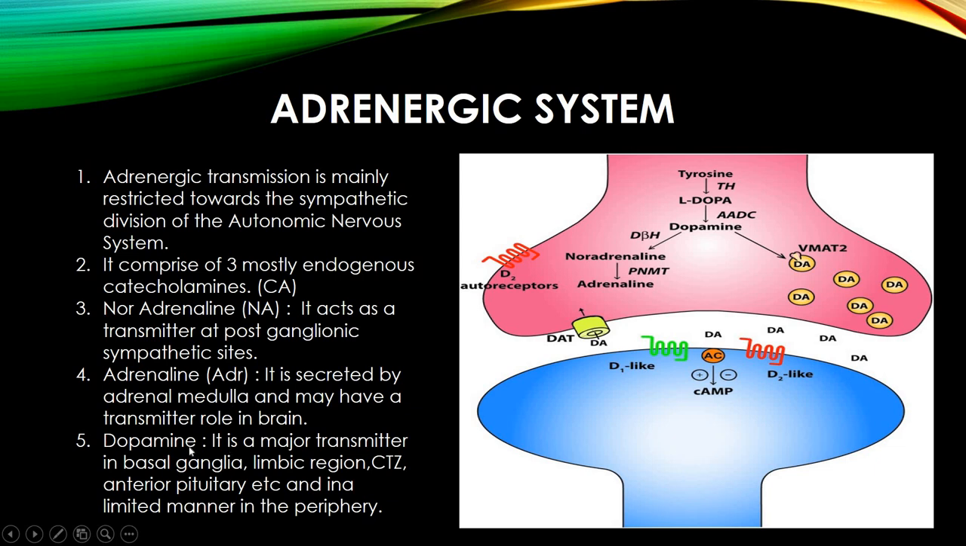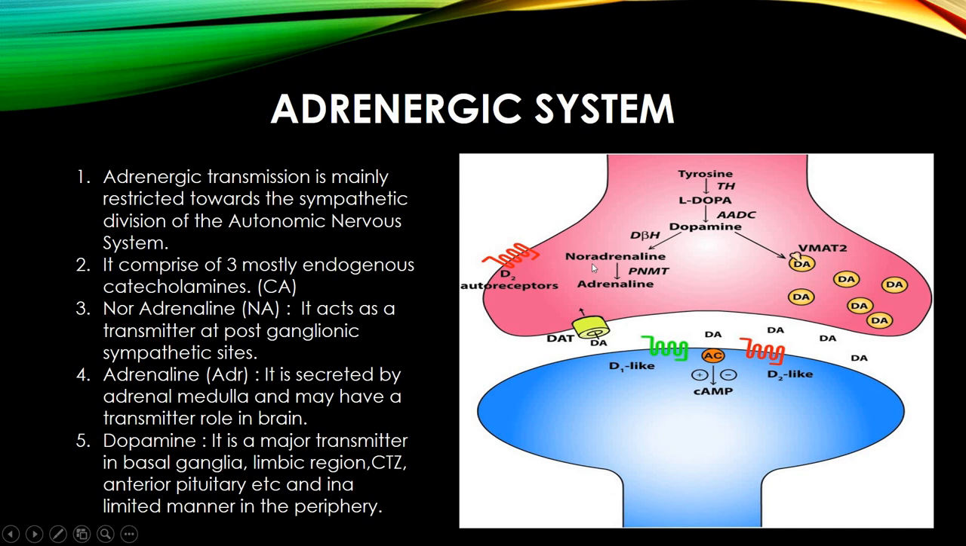And the last catecholamine is dopamine. This is very common to all of you. It is also a major neurotransmitter which is present in the basal ganglia, limbic region, chemoreceptor trigger zone, anterior pituitary, and in a limited manner in the peripheral nerves as well. So, these three, noradrenaline, adrenaline and dopamine, comprise the catecholamines.